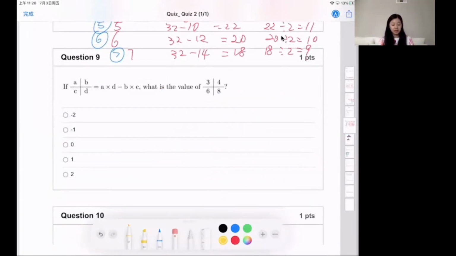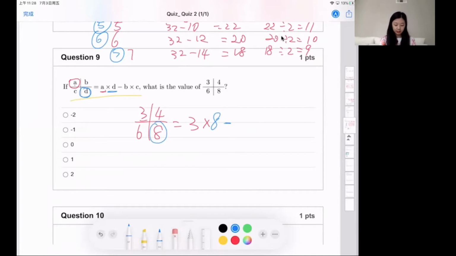If this equation, then what is the value of 3, 4, 6, 8? Okay, let's see. Put A here, okay? So we write 3, 4, 6, 8 equals, A is here, then 3 is here, times B. Okay, let's see. Times D. D is this side, right? Then we know times 8.